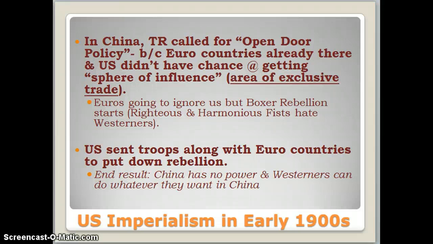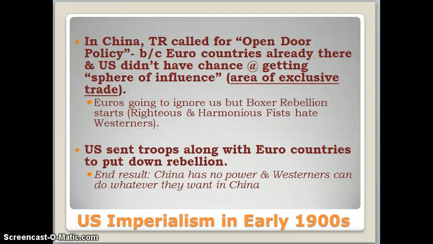Make sure you understand what a sphere of influence is. An area of exclusive trade. He says, let's get rid of spheres of influence and have what's called an open-door policy. Anybody can trade anywhere they want. Well, the Europeans promptly ignored us. The guy that came up with the idea, John Hay, his Secretary of State, everybody just ignored him. All the European countries just basically laughed at him.